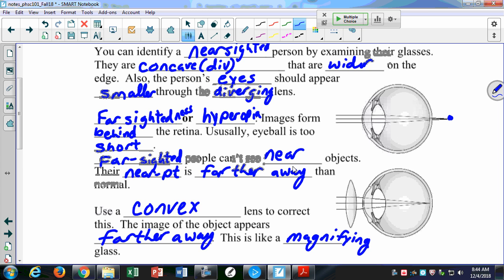That one's a little easier, but you need to know hyperopia, myopia, what the effect of those are. Can you see far or near? What causes them? A short eyeball or a long eyeball? And then what kind of lenses do you use to correct them? Convex or concave? You got that? The name of the condition, what causes it, long or short eyeball, the effect of it, you can see far or near, and what you use to correct it, convex or concave.